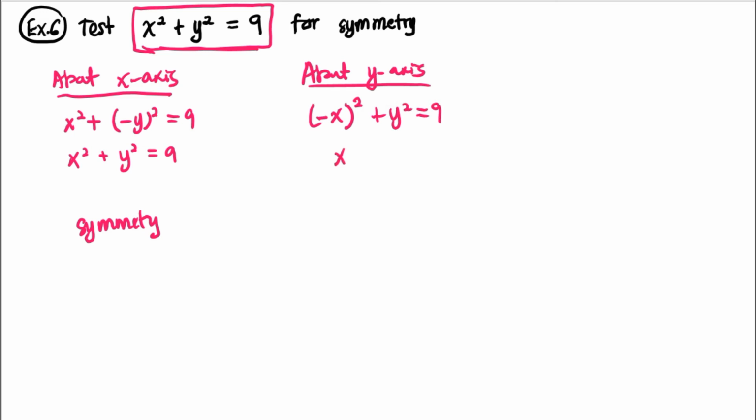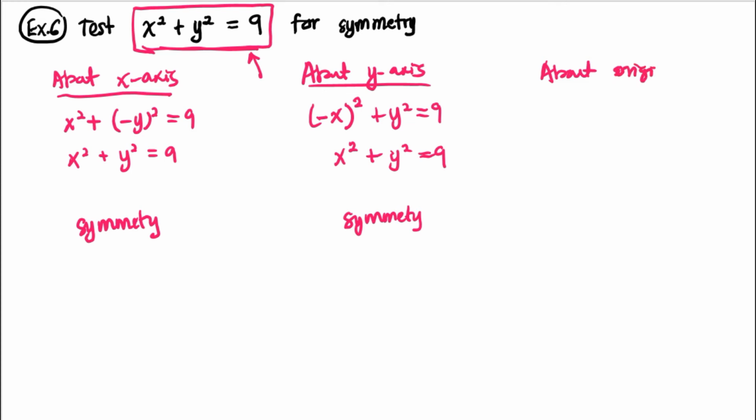Therefore we have this one will become a positive x squared plus y squared, which is equal to 9. And this is actually going back to the original equation. Therefore we can say that this is symmetry about the y-axis. And what if we want to check about the origin? Is it symmetry about the origin?